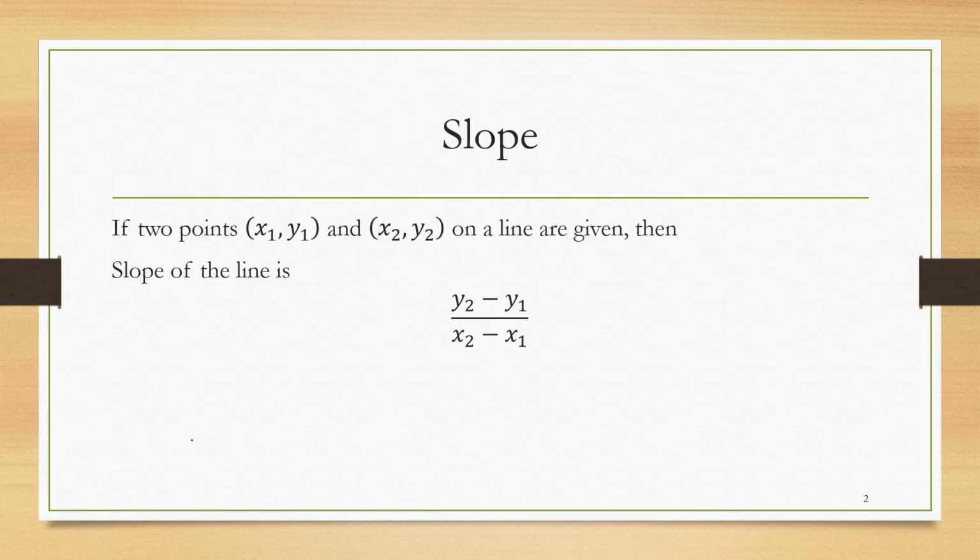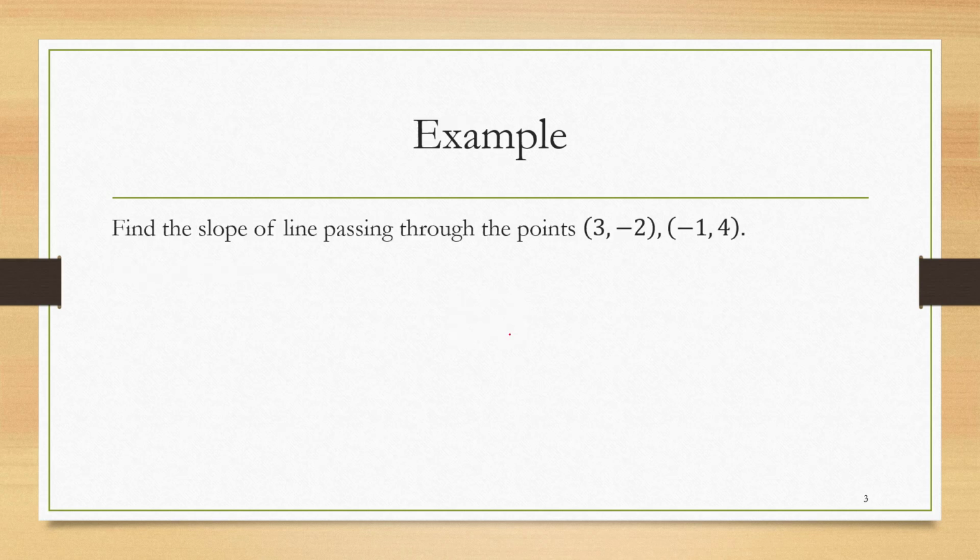Slope of a straight line in mathematics is actually the steepness of the line. We can find it if 2 points (x1, y1) and (x2, y2) on a line are given. Then the slope of the line is given by (y2 minus y1) upon (x2 minus x1). Let's see an example. If we are given 2 points, (3, -2) and (-1, 4), then (x1, y1) is (3, -2) and (x2, y2) is (-1, 4). You can take any of these points as (x1, y1) and any other as (x2, y2). The answer is going to be the same.